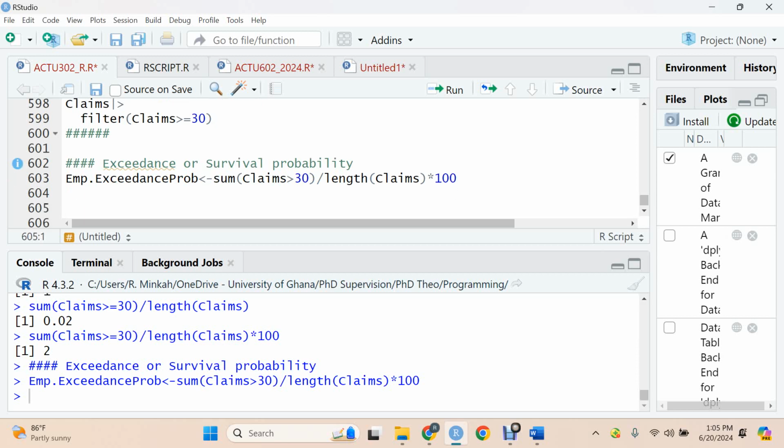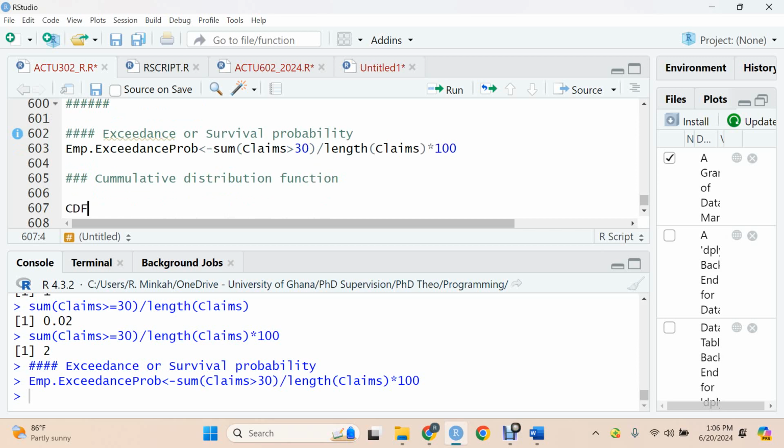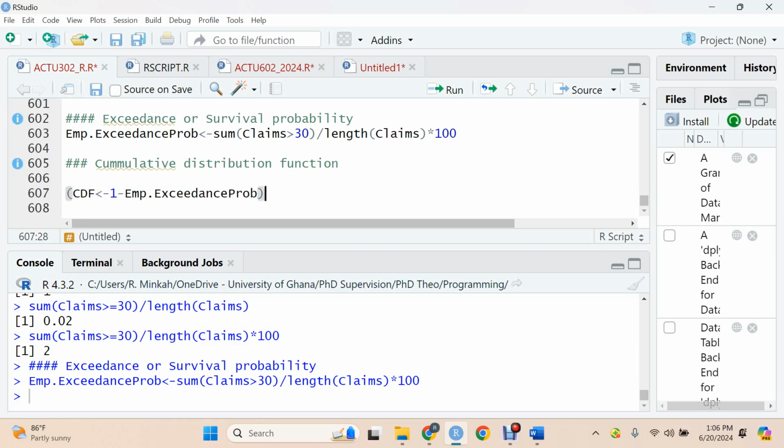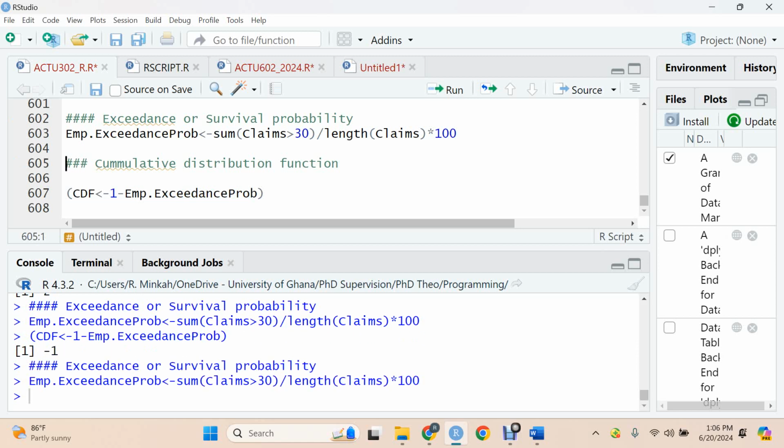Now, then you can also get what? The cumulative distribution. So the cumulative distribution function, the CDF value, will now be what? 1 minus what? The exceedance probability, right? Because together they should give us what? 1, isn't it? Yeah. And I can put this in, of course, we know that we'll get what? 0.98. Oh, sorry. What was this?